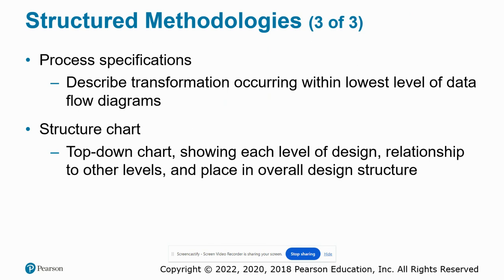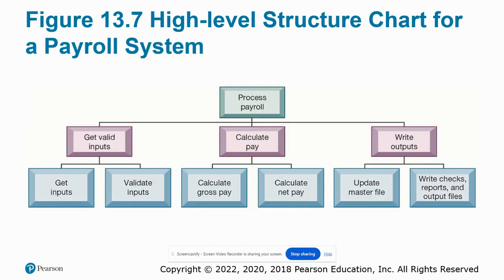Can you give an example of what the smallest level of detail might look like, for example, in a university system managing student grades and reports? This structure chart shows the highest or most abstract level of design for a payroll system, providing an overview of the entire system. This graphic shows, again, a high-level structure chart. Note that this is high level, and subfunctions exist for the functions get inputs, validate inputs, and so on.